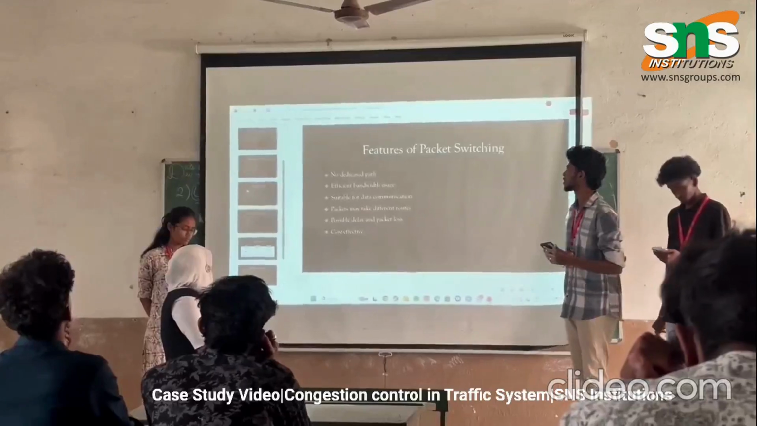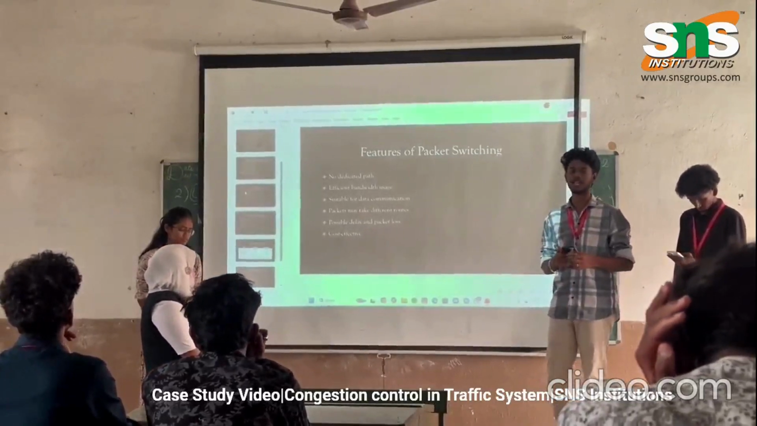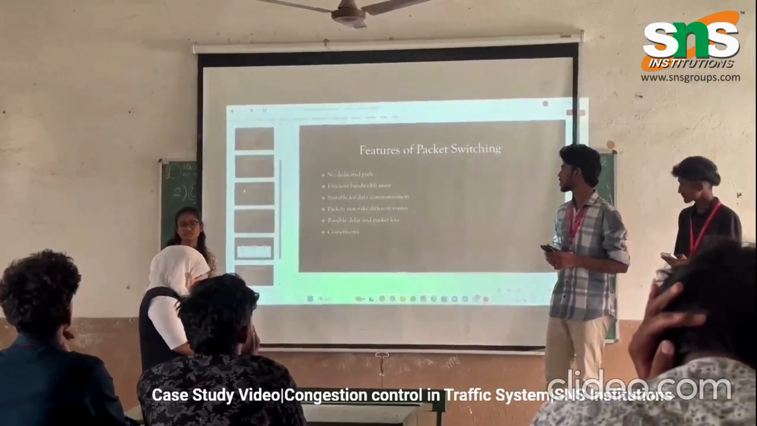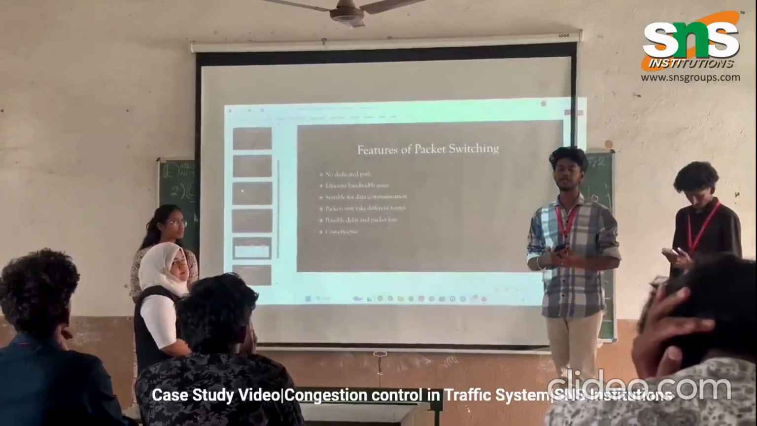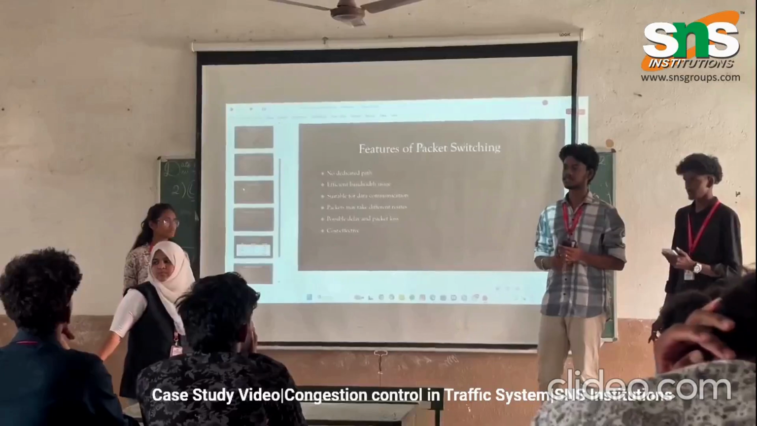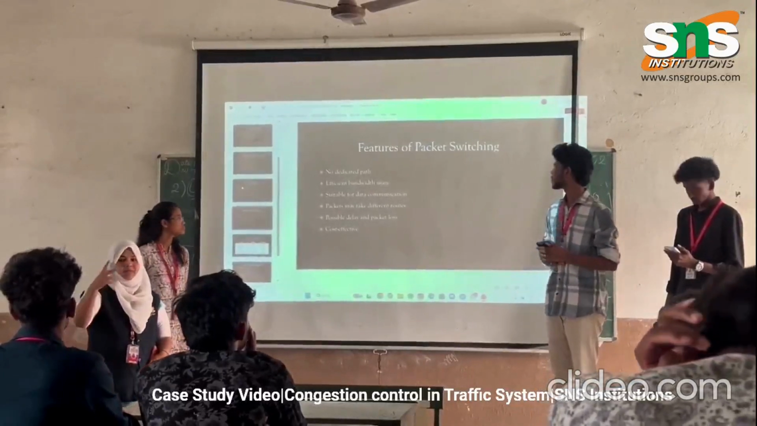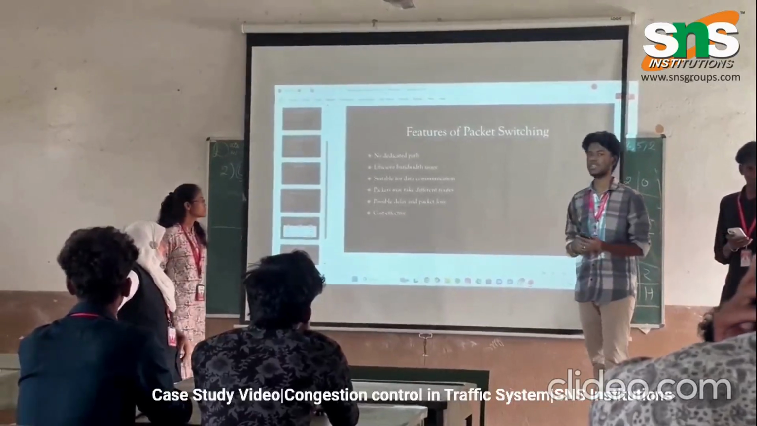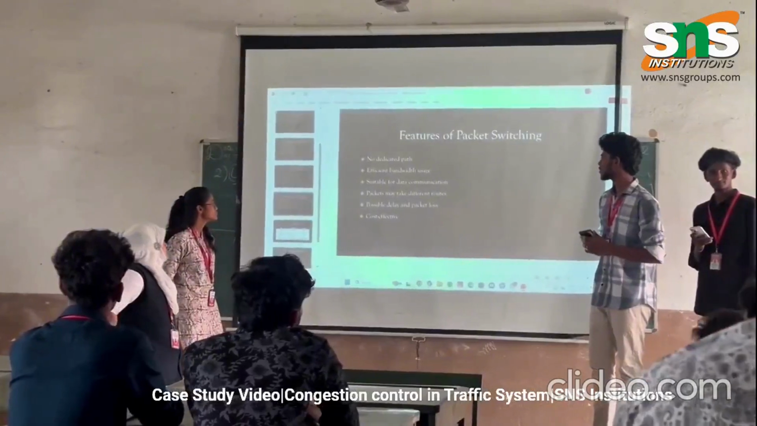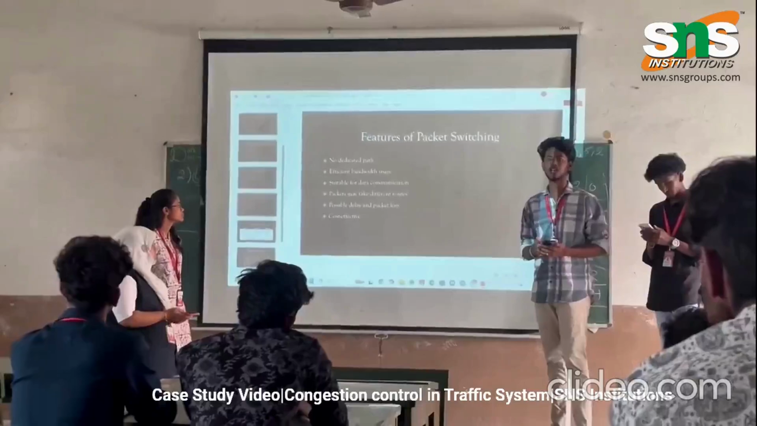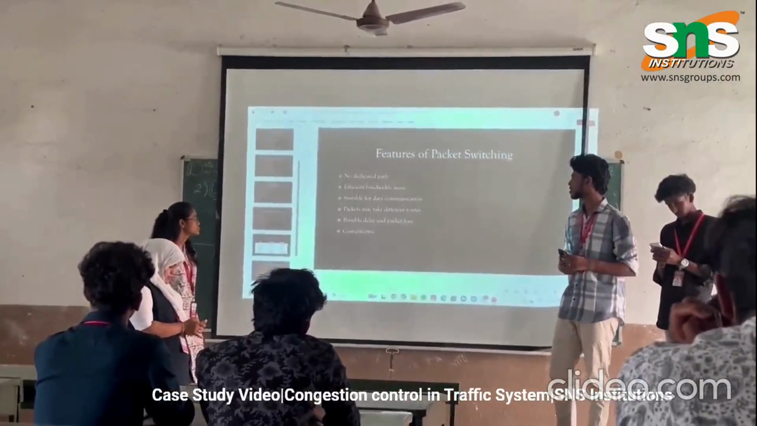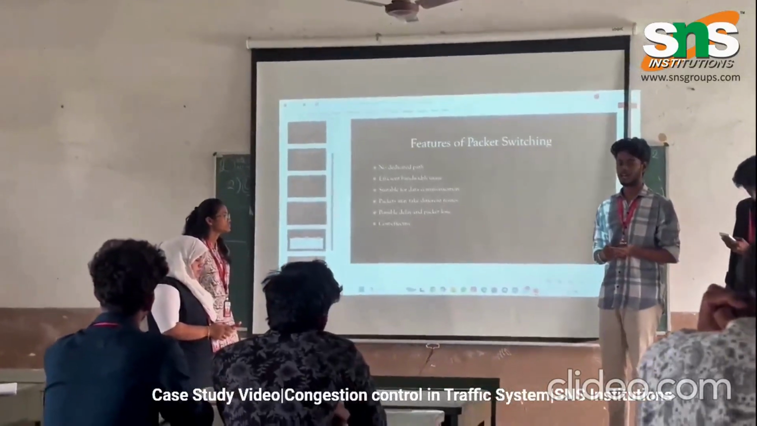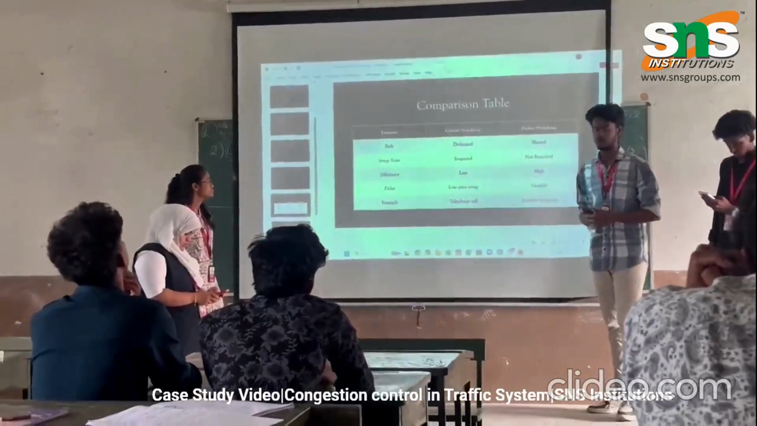The features of packet switching: the network controls the lines, and the packets take the same destination on the receiver side. Multiple users can send packets, and the small packets are switched. Also, it is used in data communication. Some packets may be lost during transmission, but efficiency is higher and it reduces loss.